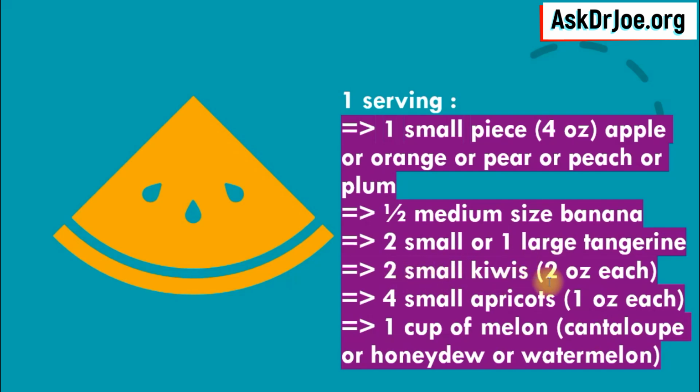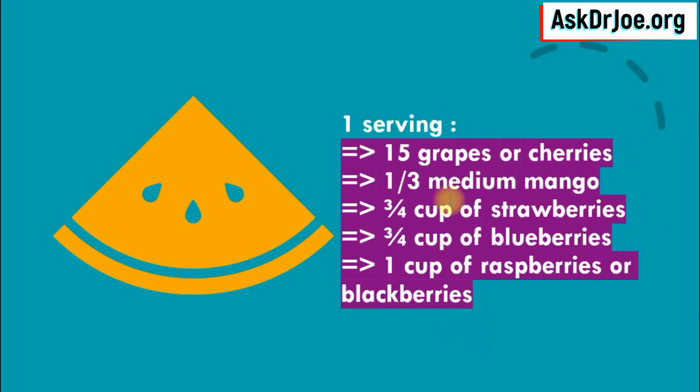Two small kiwis that are 2 ounces each, that will also represent 1 serving. 4 small apricots, 1 ounce each, that will represent 1 serving. 1 cup of any of the melons, so cantaloupe, honeydew, or watermelon, that will also represent 1 serving. I've got some more examples for completeness.